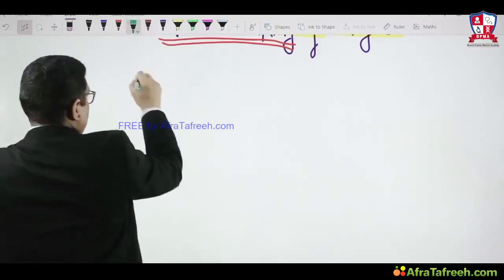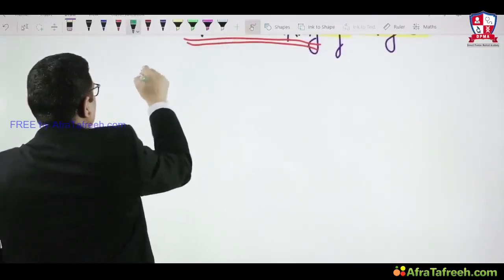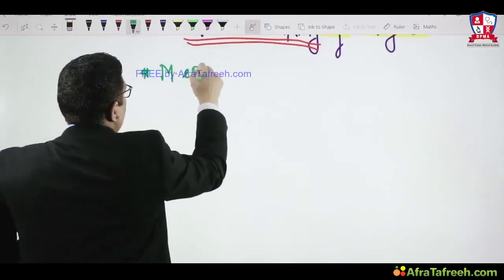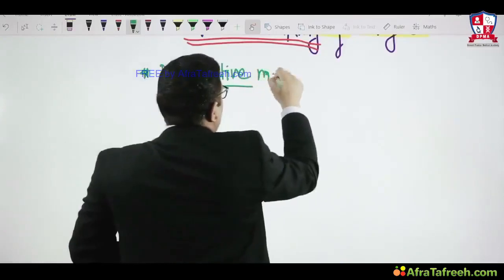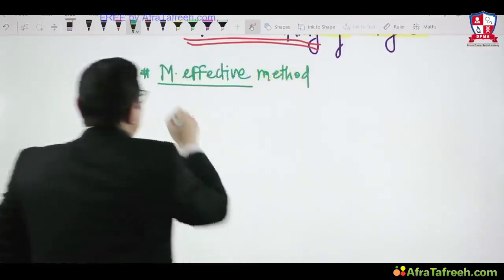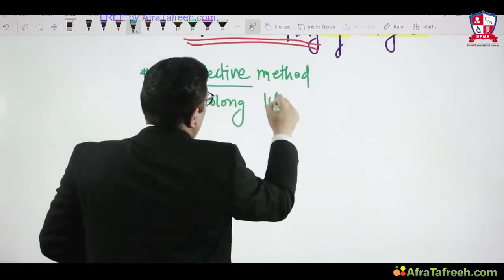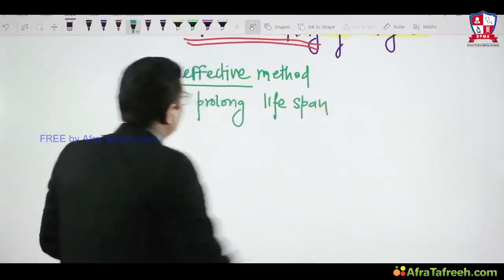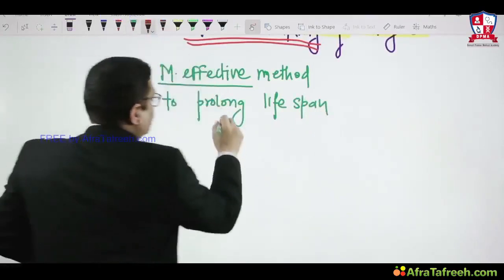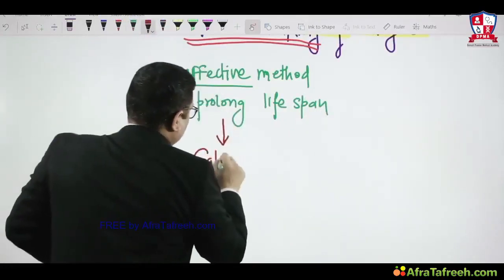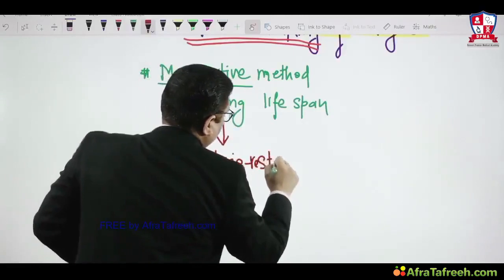So what I want to tell you, this was another important All India question. What is the most effective method to prolong lifespan? So that is the question. The most effective method to prolong lifespan will be calorie restriction, and this is the answer.